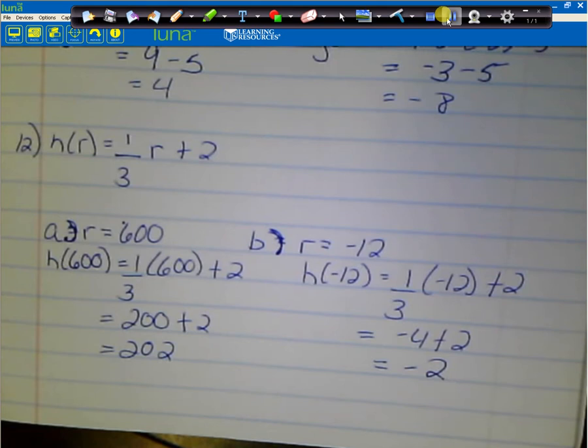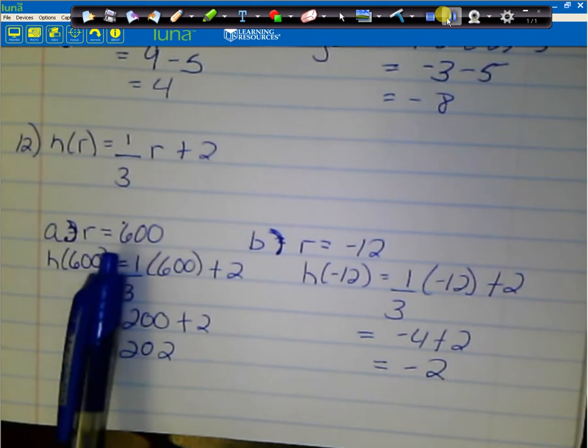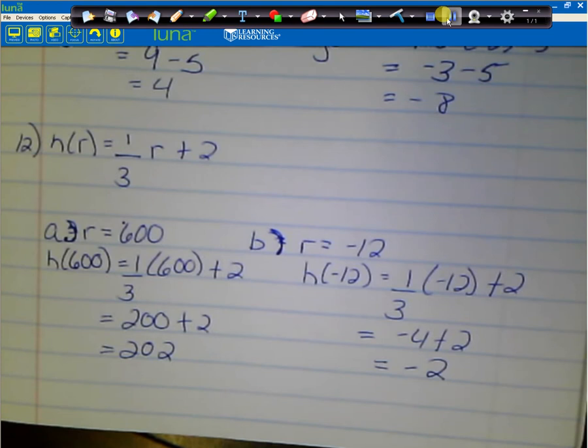So again, each time they're going to give us our function, and they're going to give us two different values to plug into that function.